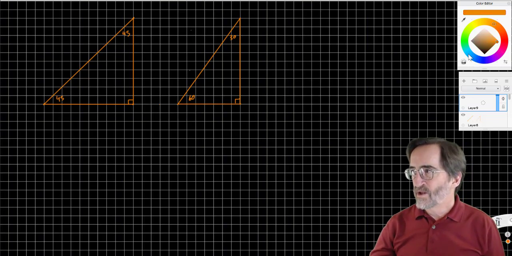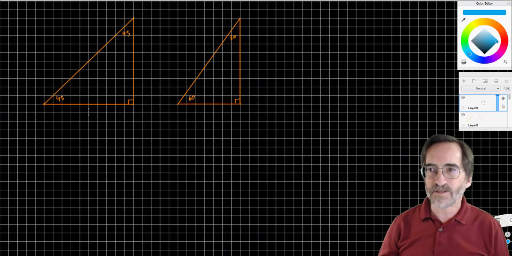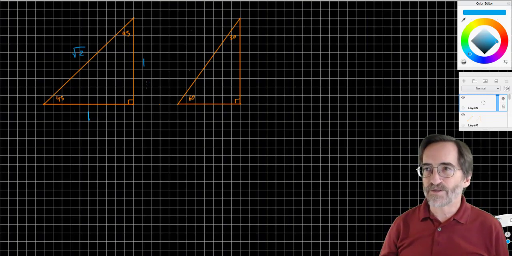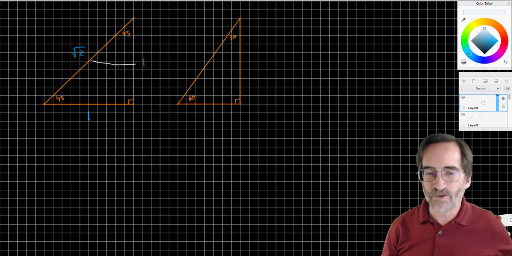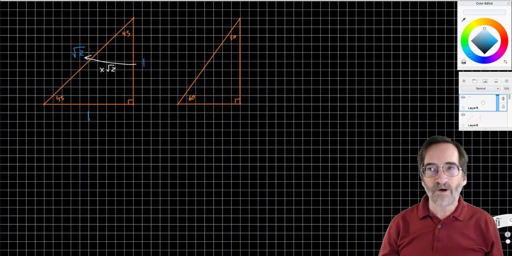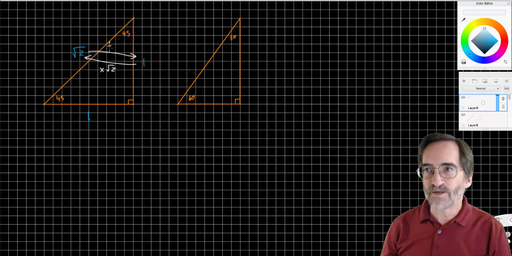So first, in geometry, you learned that in a 45-45 right triangle, if the legs are 1, the hypotenuse is √2. And what's more, if you happen to know the leg of a right triangle, you can find the hypotenuse by multiplying by √2, because to get from 1 to √2, you multiply by √2. If you know the hypotenuse of a 45-45 right triangle and you want the leg, you divide by √2.